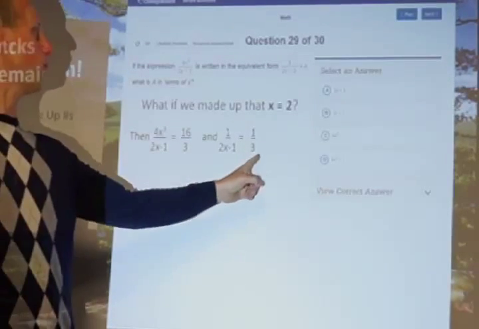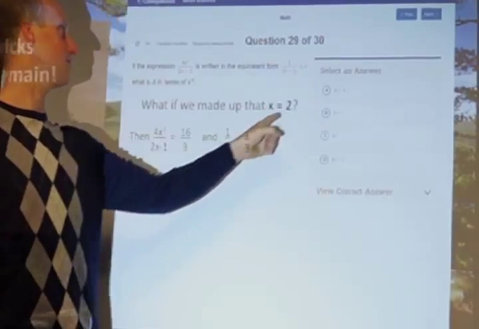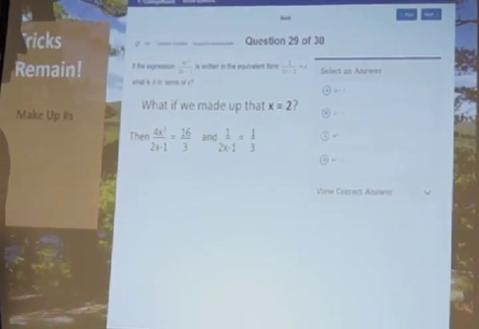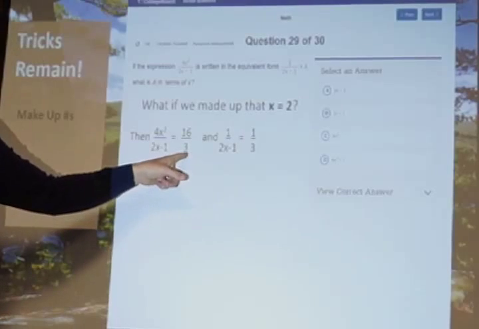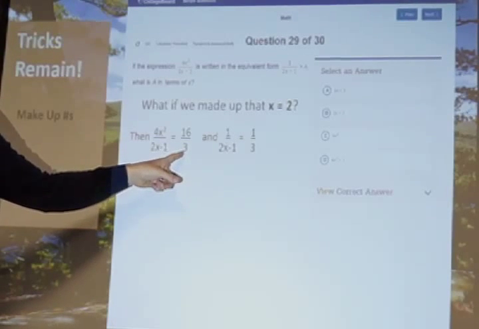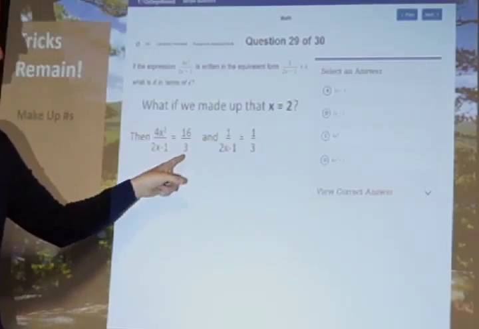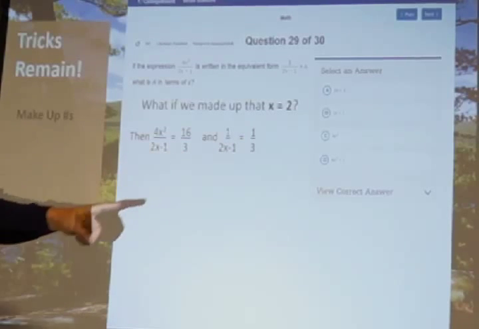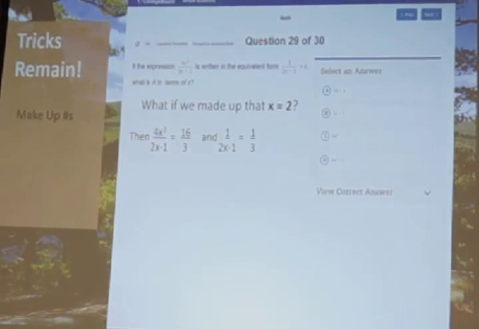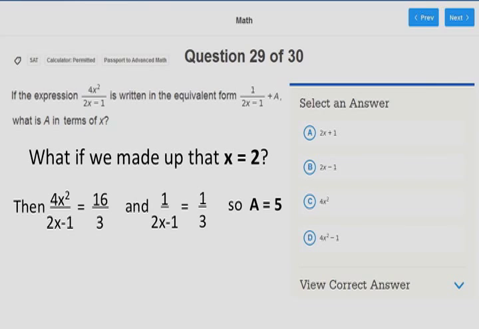So what they're saying is we've got 1/3 right here. We got to add something to it in order to get to this. If this is 1/3 and this translates to 5 1/3, what do we have to add to 1/3 to get up to this? 15 thirds, or just 5. So what we're saying is if I just made up x was 2, then a would have to be 5.